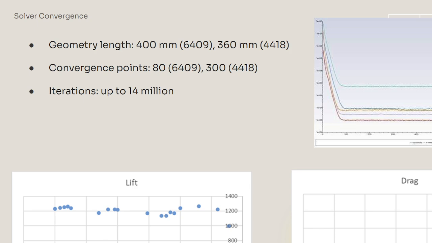To verify solver convergence, I adjusted the geometry length to 400 millimeters for the NACA 6409 and 360 millimeters for the NACA 4418. The graphs show convergence values at 80 and 300 respectively, and in total the simulation ran up to 14 million iterations for some cases to ensure accuracy.